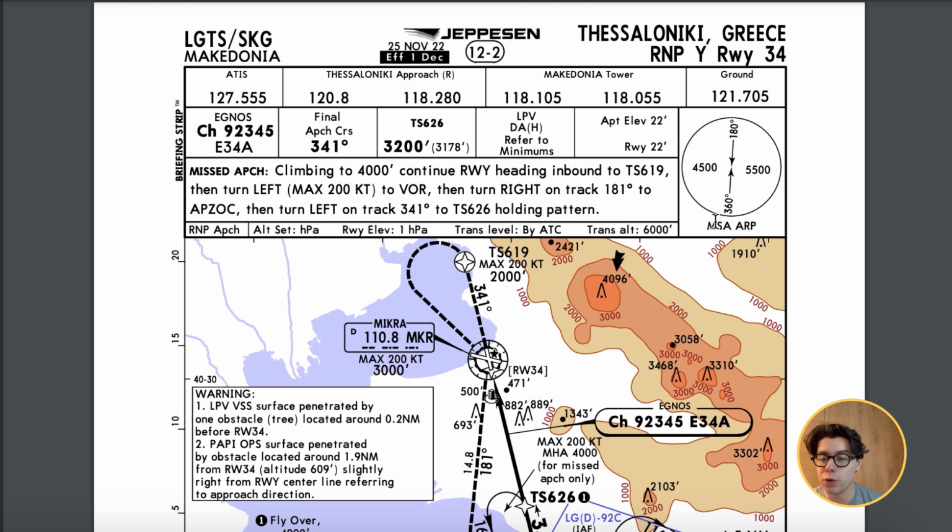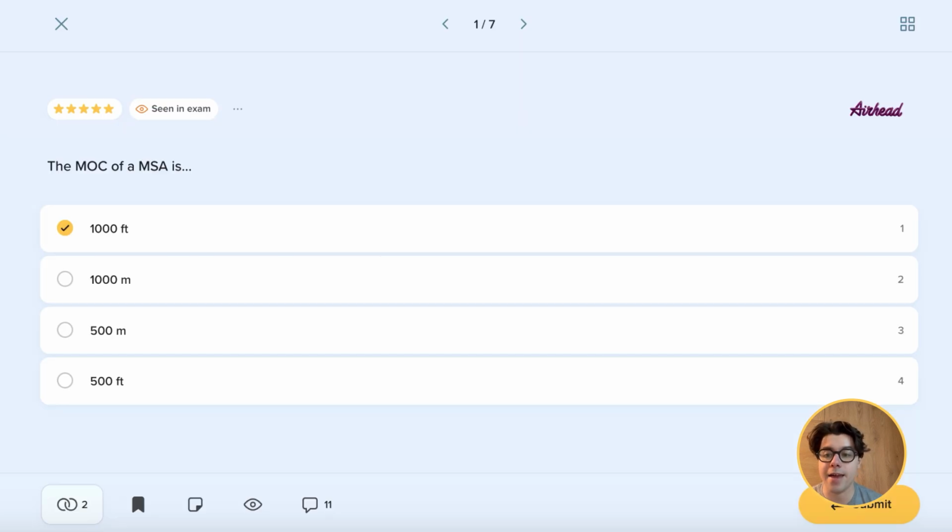However, I just wanted to show you here on the right side, you can see there is an MSA box, and you can see that, for example, in Thessaloniki in Greece, we have two MSAs, 4,500 on the western side and 5,500 on the eastern side of the aerodrome, and this is 25 nautical miles as a radius.